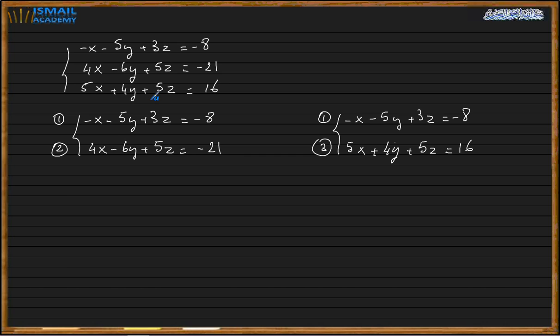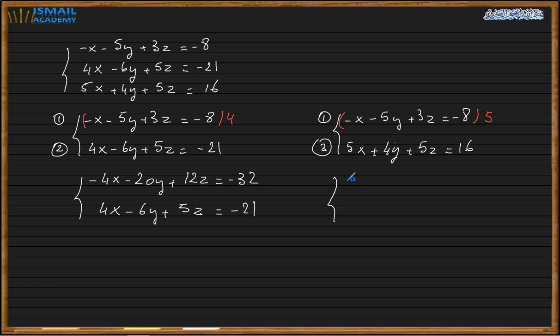Look at the three equations and check which variable you can eliminate first, and this will tell you which combination you have to choose. So here I will multiply the first one by 4, and I multiply the first one here by 5. So here I will end up having minus 4x minus 20y plus 12z equal minus 32, 4x minus 6y plus 5z equal minus 21.